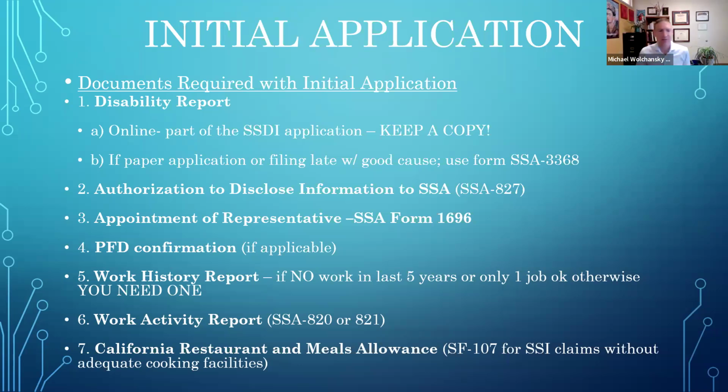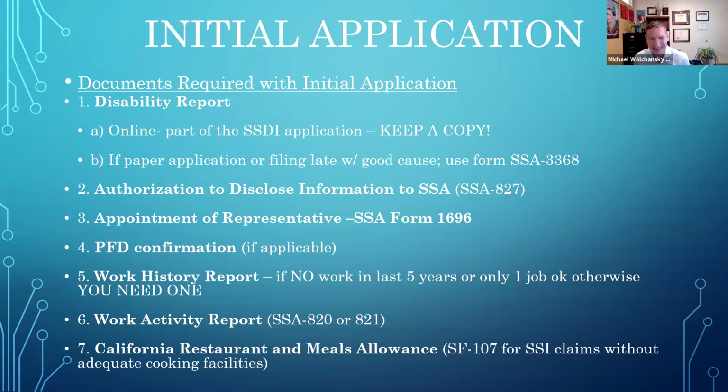Also, you'll have your PFD confirmation, the work history report. Again, that's something that will be auto-generated, but there's a chance that it won't be auto-generated if you have to do a paper application. And if you're doing that, you will need to submit SSA 820 or 821. The difference between those is Form 820 is if you're self-employed, Form 821 is if you're an employee.